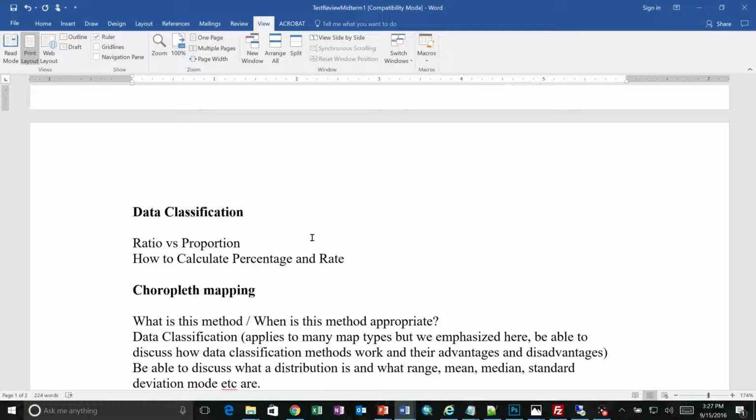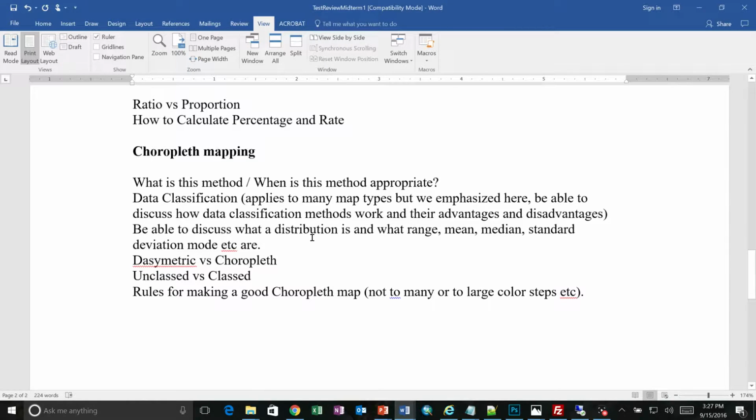Okay. Then finally, choropleth mapping, which is what we talked about today. So this is the one that's most fresh on our mind. Hopefully we can get through this one a little quicker. So what is choropleth mapping? It's basically taking enumeration units and symbolizing them based on their attributes. Symbolizing the entire enumeration unit based on its attribute.